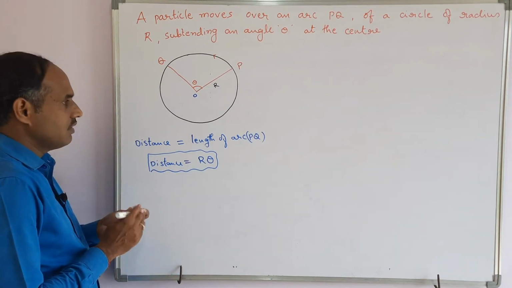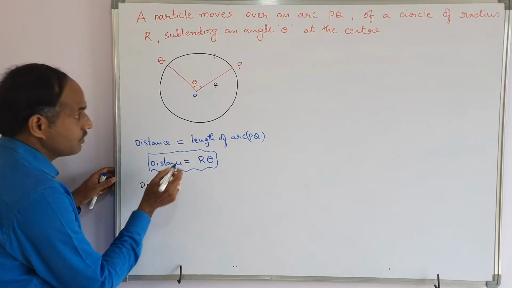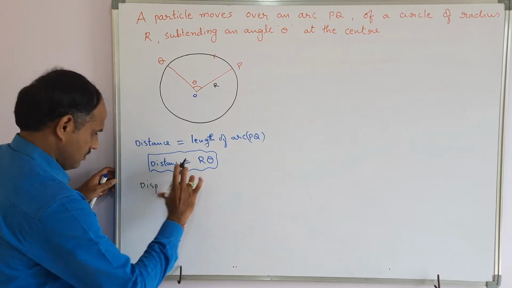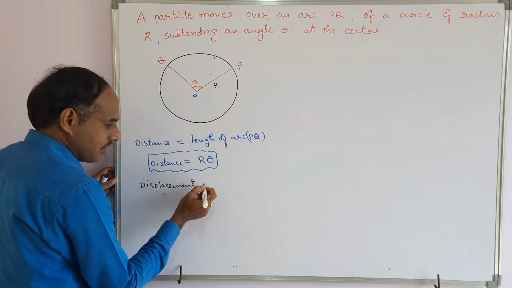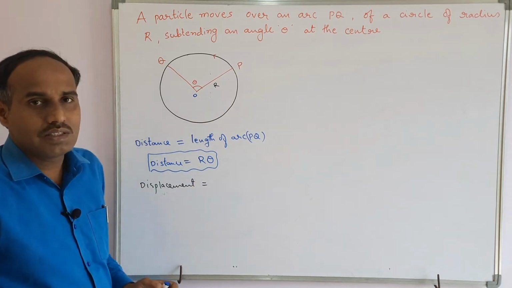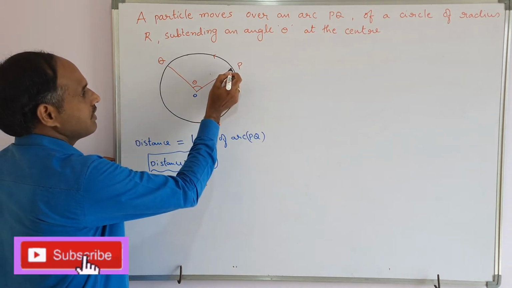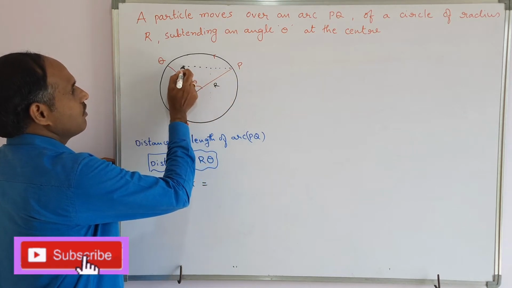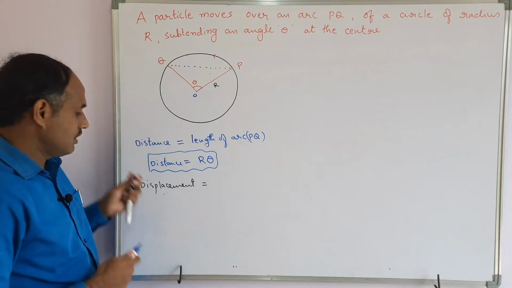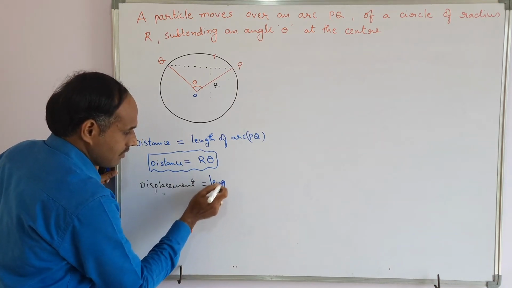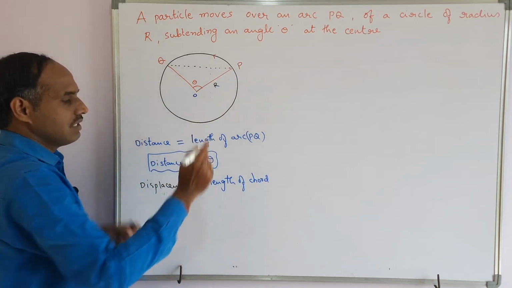Now when I come to the displacement of the body which is moving from point P to Q along the arc, always the straight line joining the initial point to the final point is the displacement. So based on this, whenever you join point P to point Q, that length of the line PQ is the displacement here.